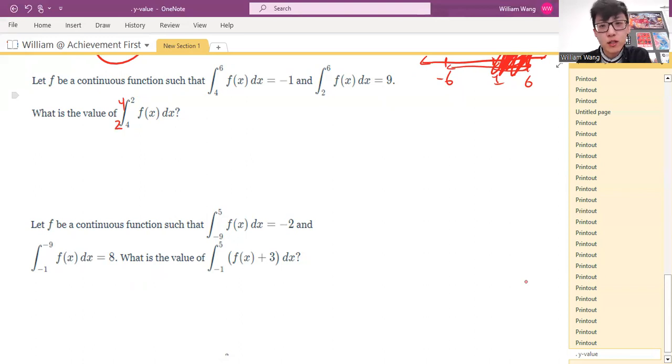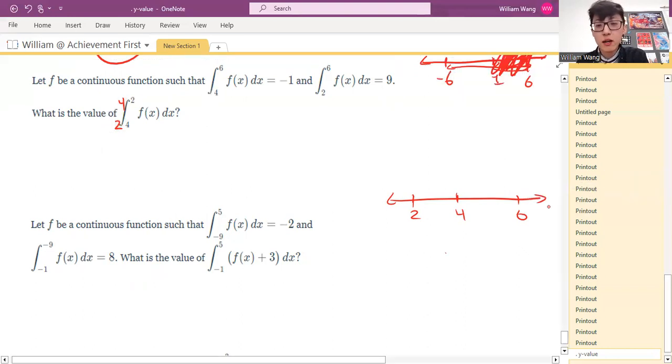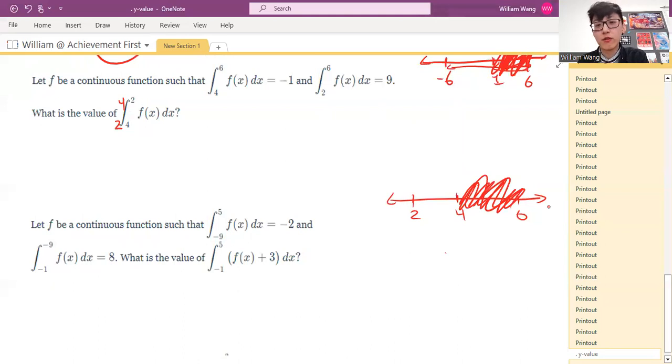I know my integral from 4 to 6. So again, with this number line, I know my integral from 4 to 6. I also know my integral from 2 to 6, right? And clearly, I'm focused on the integral in some way from 2 to 4. So what I want to do is take my integral from 2 to 6 and cancel out this part. Cancel out the integral from 4 to 6. So I can do that. I'm going to take my integral from 2 to 6, and I'm going to subtract the part that's from 4 to 6. So integral from 2 to 6 minus the integral from 4 to 6.